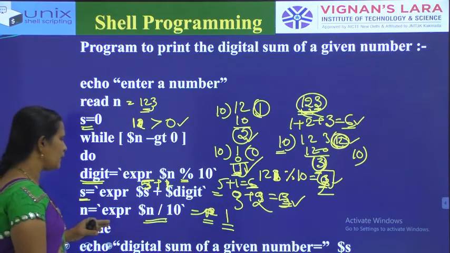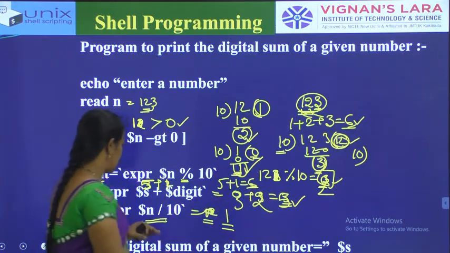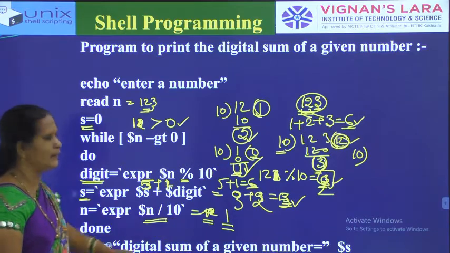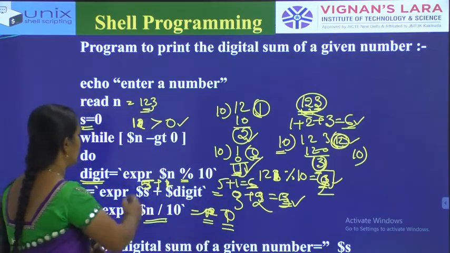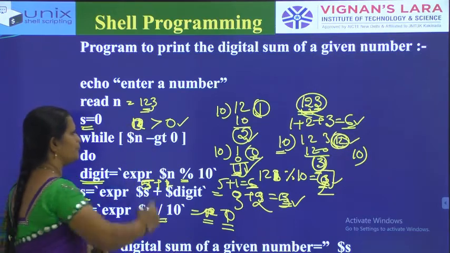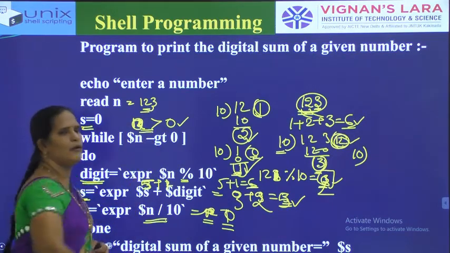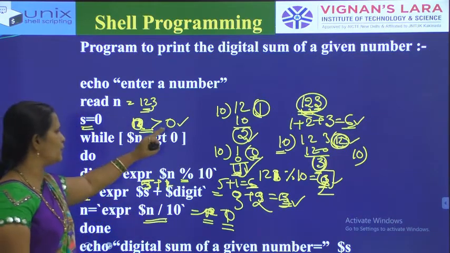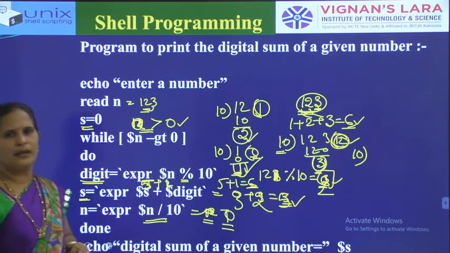Next, n is equal to expr $n slash 10. Now you get n equal to 0. Now 0 greater than 0: the condition returns false. Simply the control comes out of the loop.